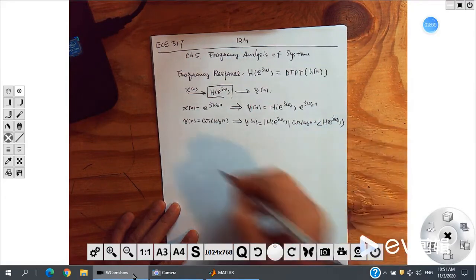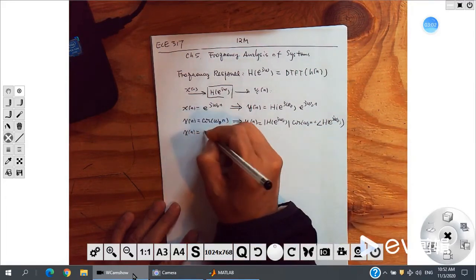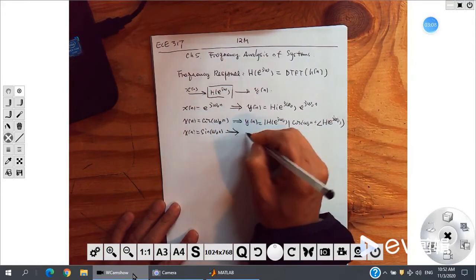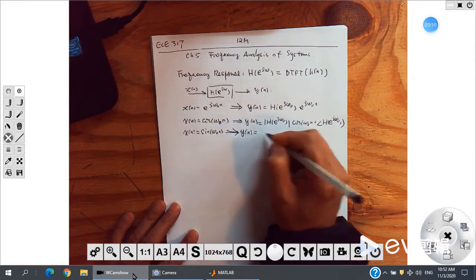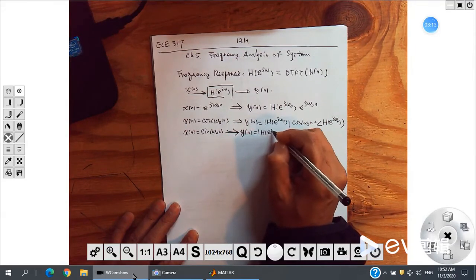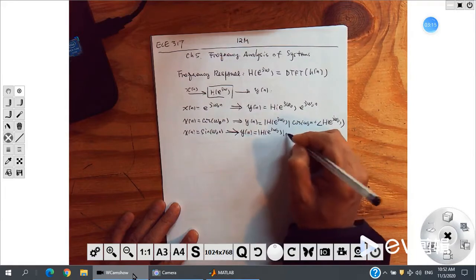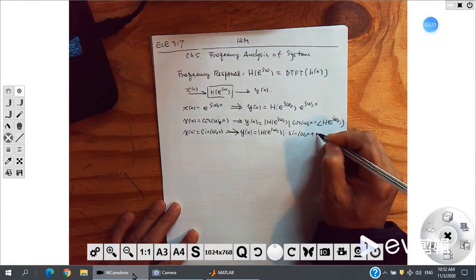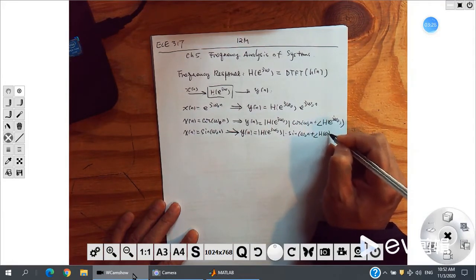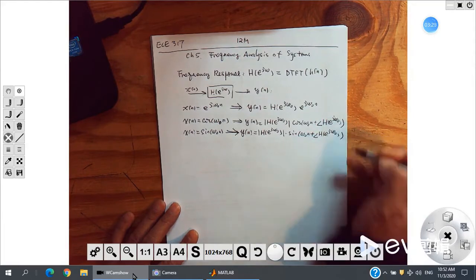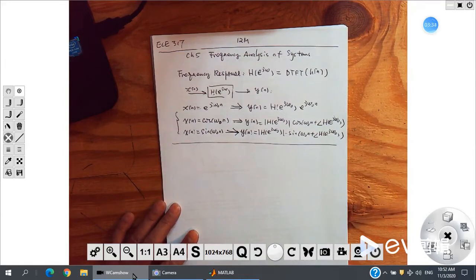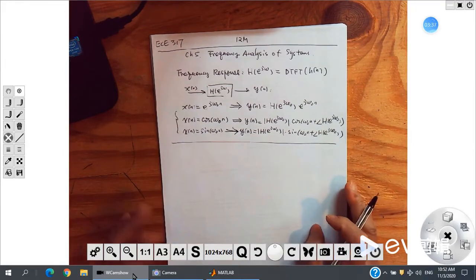And when the input is sine, similar thing, then y of n equals the magnitude of H times sine of omega 0 n, but we have a change on the phase. The phase is still the angle of H of e to the j omega 0. Okay, so for the frequency response, we have this feature. This is a very useful feature.